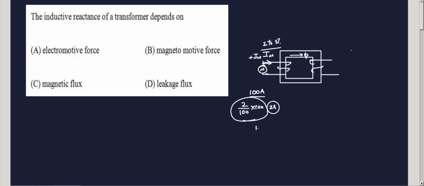What are the iron losses? Hysteresis losses and eddy current losses. Only 2% of the current produces the maximum flux, so what about the leakage flux? For 100 amperes, 2% of the current produces the maximum flux, which means the leakage flux is very less. This is the main field flux, and the leakage flux is very less, so you can neglect it.